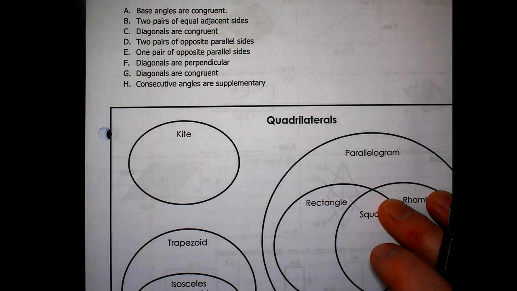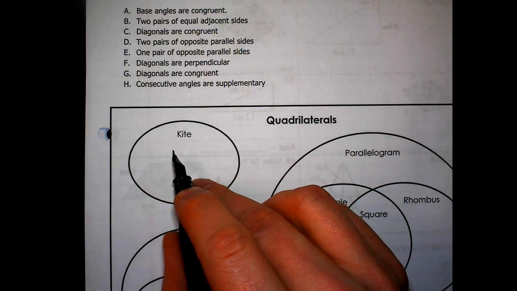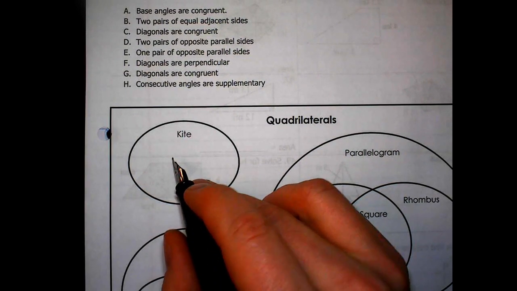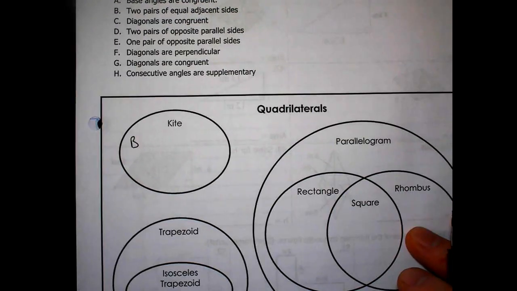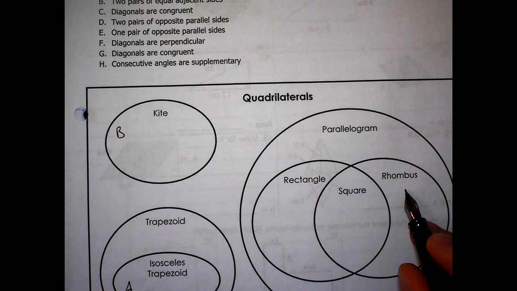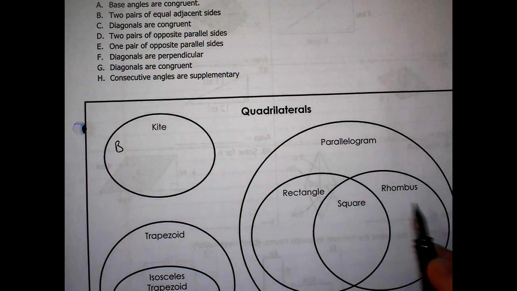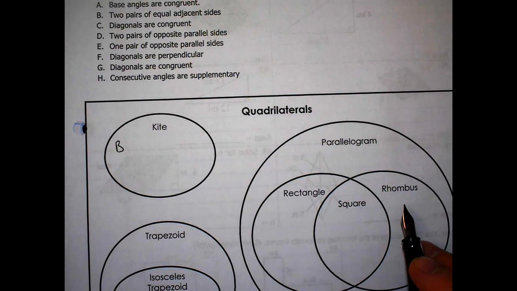B. Two pairs of equal adjacent sides. The definition of kite is two pairs of consecutive congruent sides. That meets the definition. However, a rhombus, you may think, also qualifies, but because this statement says two pairs, a rhombus or a square would not work because they have way more than two pairs of equal adjacent sides.